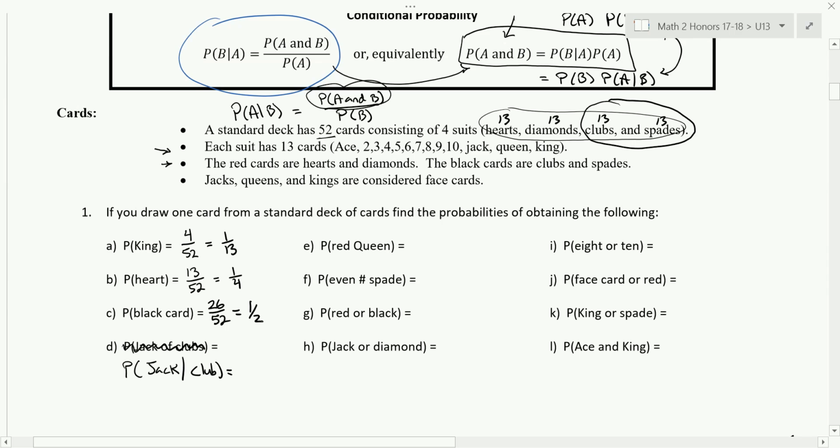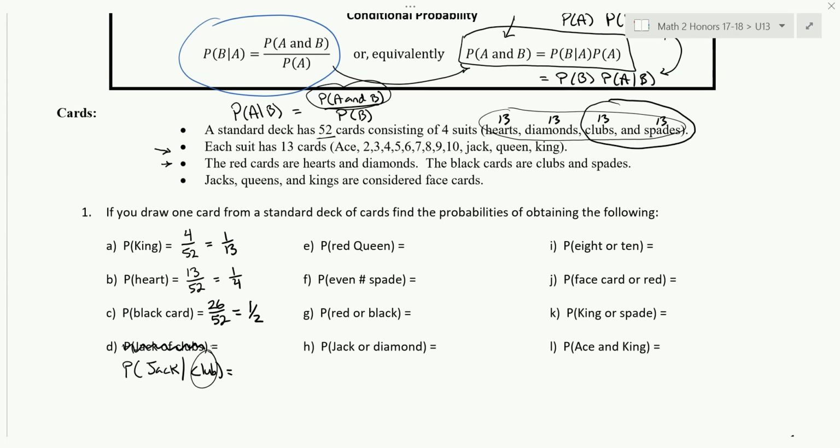Part D, a little more challenging question, just practicing this new notation. It's called a conditional probability. What's the probability we get a jack given a club? Before we give it, let's give you a hint. Whenever you have these conditional probabilities, it's no longer out of the 52, no longer out of the total. It's going to be out of the clubs. That's our new denominator.